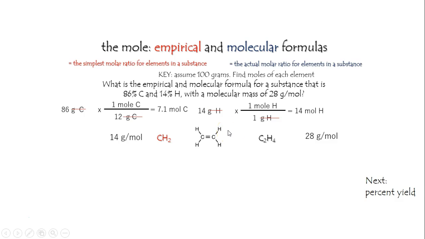Every hydrogen has 1 bond. Our next topic is percent yield.